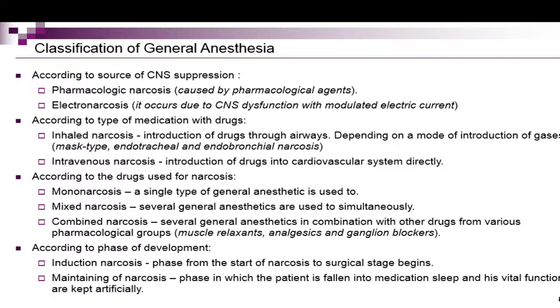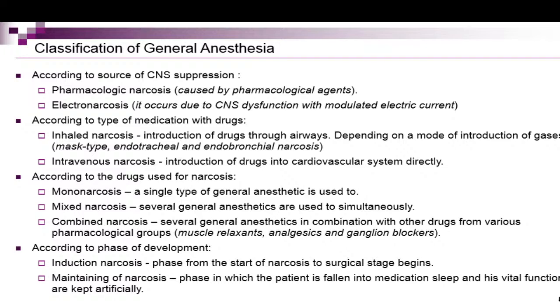According to the type of medication with drugs, inhaled narcosis, introduction of drugs through the airways, through the respiratory tract. Depending on the mode of introduction of gases, we can divide inhaled narcosis into mask type, endotracheal or endobronchial narcosis, and intravenous narcosis. All the drugs for narcosis can be given intravenously directly through the cardiovascular system.